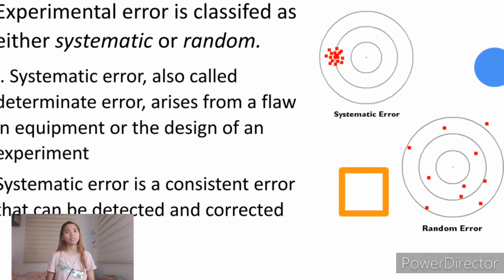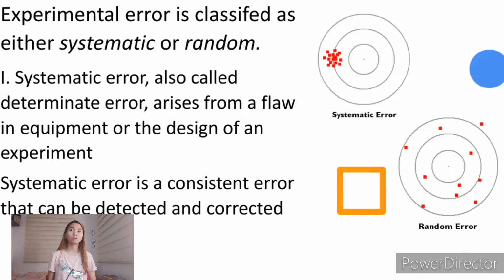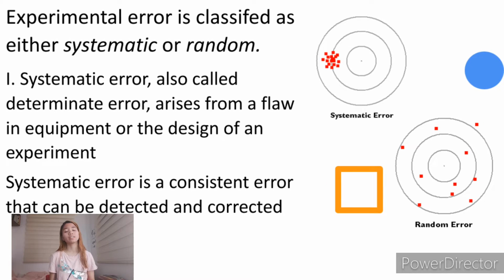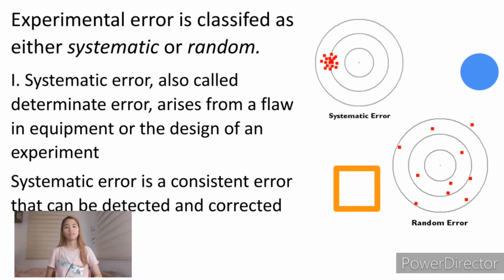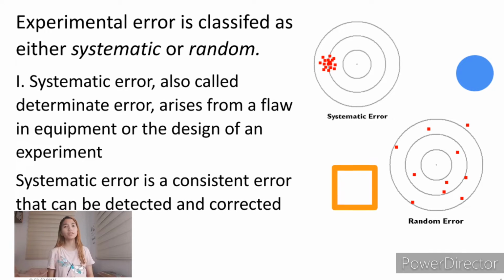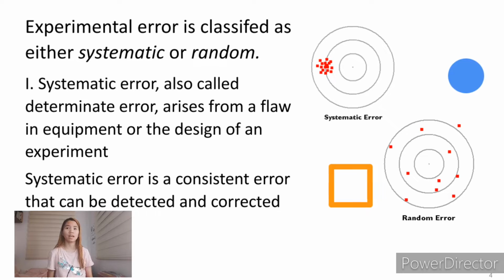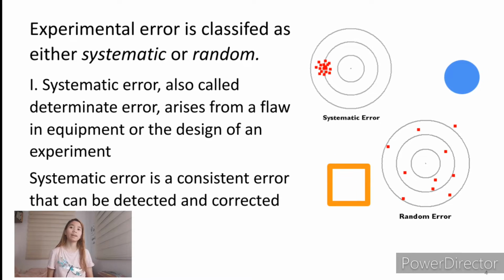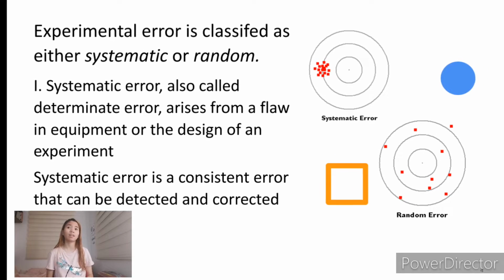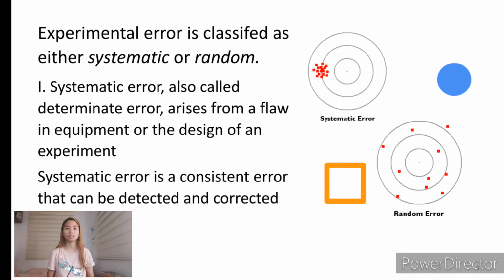So what are the types of experimental errors? Experimental errors are classified as either systematic or random. Systematic error, also called determinate error, arises from a flaw in equipment or the design of an experiment. Systematic error is a consistent error that can be detected and corrected.